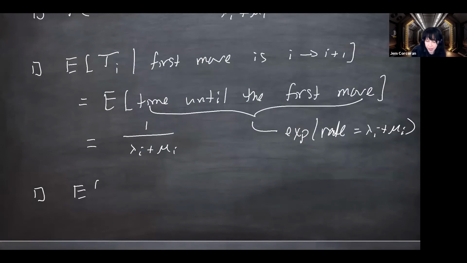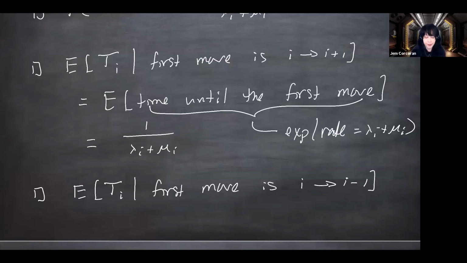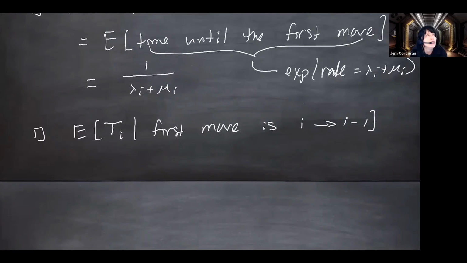The expected value of Ti given the first move is actually a death. First move is I to I minus 1. So we're not hitting I plus 1. So first we have to wait for that move that's not helping us get to where we want to be to happen. So this is going to be the mean time until the next move.